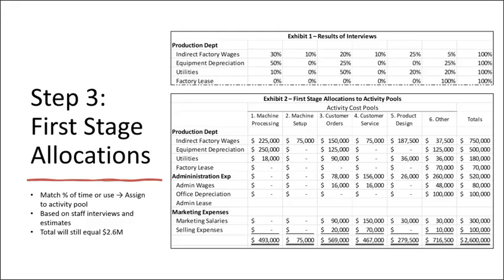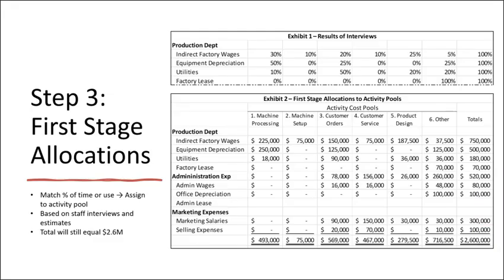These are the real overhead costs incurred across Buggy Corporation's departments during the year. Nothing fancy yet, just the raw numbers. So we have all of these from the earlier sheet that we showed. Those 3 bulk categories of annual overhead costs broken down by individual components, $750,000 for indirect factory wages, $500,000 equipment depreciation, $180,000 utilities, $70,000 factory lease, and so on, okay?